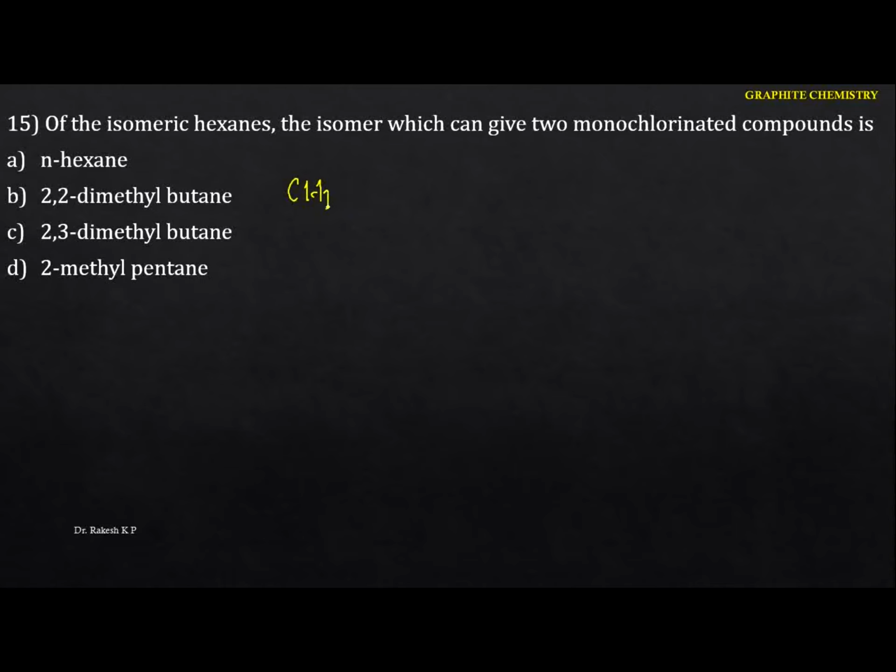That is CH3. We have 6 carbons here: CH3, CH2, CH2, CH2, CH2, CH3. Okay, this is the first one. And the next, the second one, is 2,2-dimethylbutane.